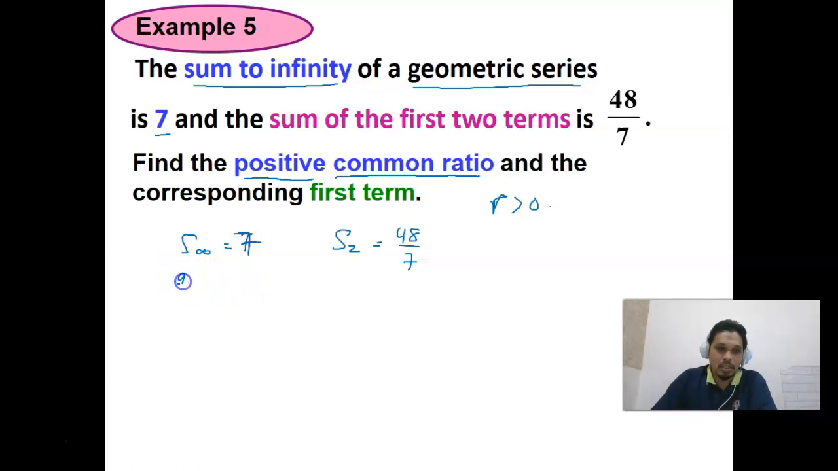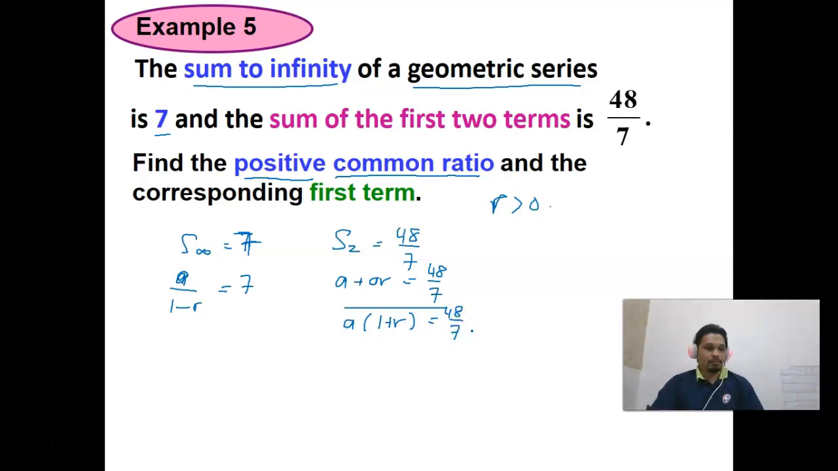So a divided by 1 minus r equals 7, and S2, which is a plus ar, equals 48 divided by 7. Factorize this: a times 1 plus r equals 48 over 7. So this is equation 1 and this is equation 2.